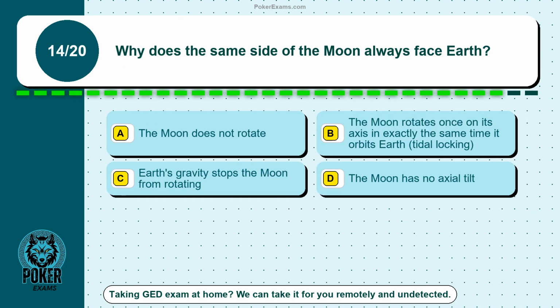Question 14. Why does the same side of the Moon always face Earth? Option A. The Moon does not rotate. Option B. The Moon rotates once on its axis in exactly the same time it orbits Earth, tidal locking. Option C. Earth's gravity stops the Moon from rotating. Option D. The Moon has no axial tilt.